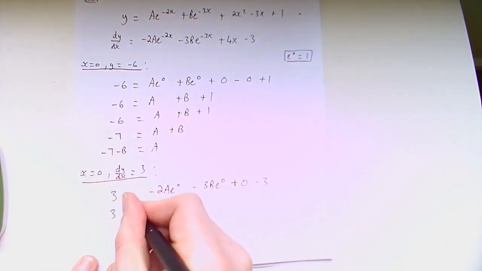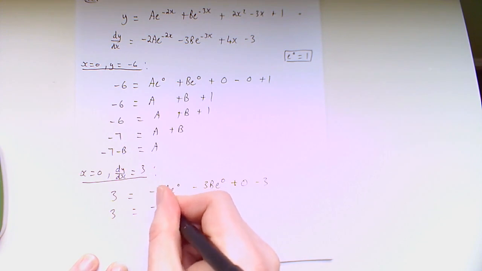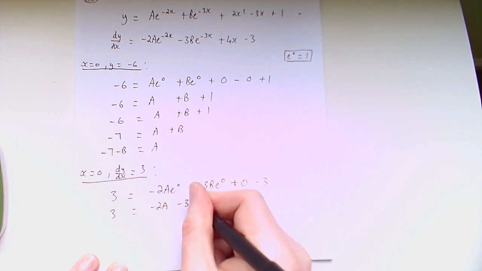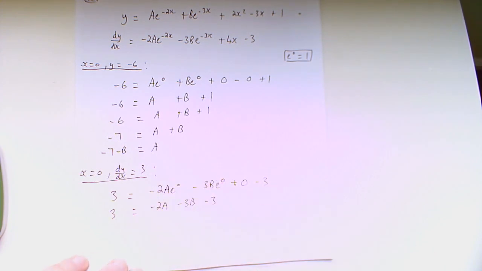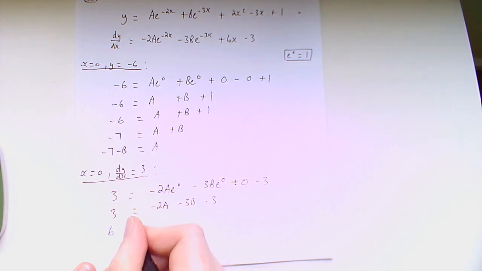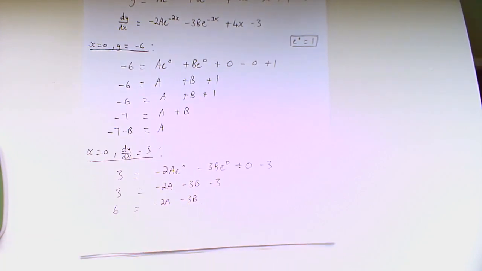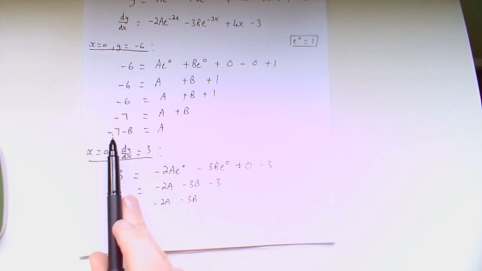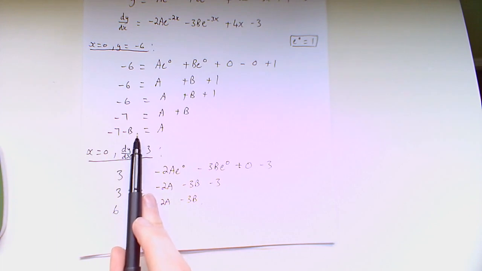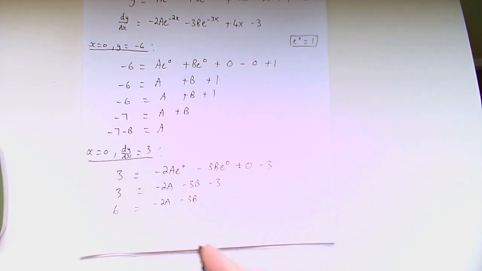So that means that 3 equals -2a, take away 3b, take away 3. And again, I'll just move that -3 over, so 6 equals -2a, take away 3b. Okay, now, earlier on, I've worked out that a is the same as -7 take away b, so I'm just going to substitute that in place of a.